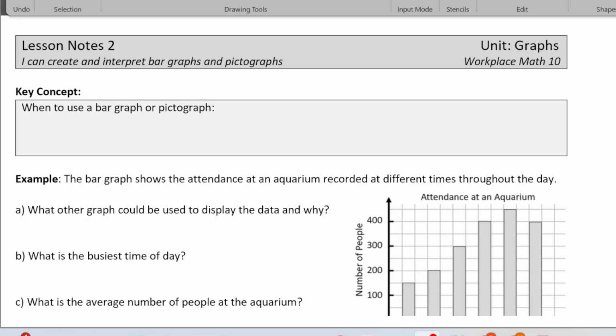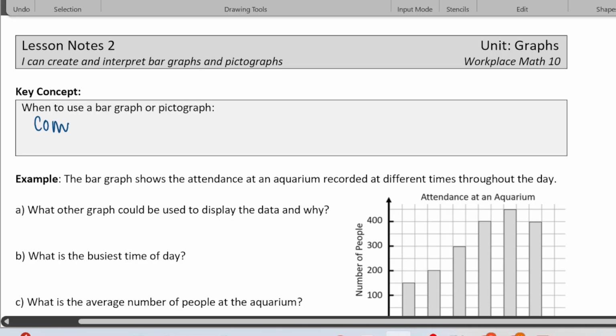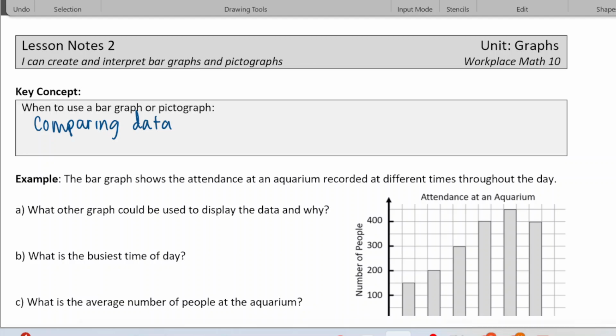This is lesson 2 in the graphs unit for Workplace Math 10. We're looking at bar graphs and pictographs today. So you want to use a bar graph or a pictograph when you are comparing data across categories. And we'll look at lots of examples.